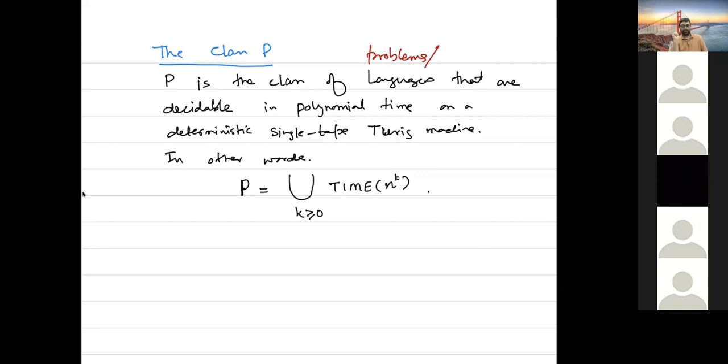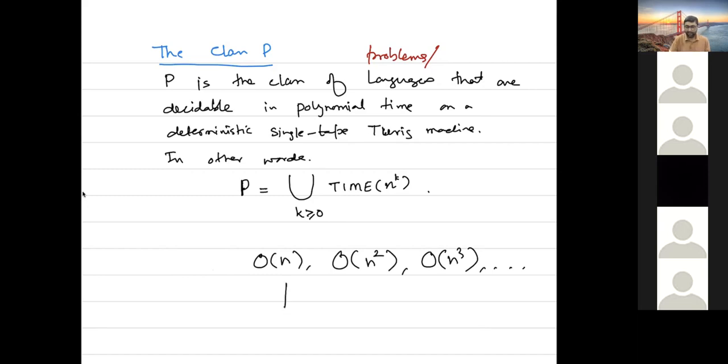tape Turing machine. Okay, so for all those languages for which you can construct a Turing machine which runs in time O of one, or O of n, or O of n square, or O of n cube, or O of n power four. So we have O of one, O of n, O of n square, O of n cube, and so on, and everything in between all of those things.